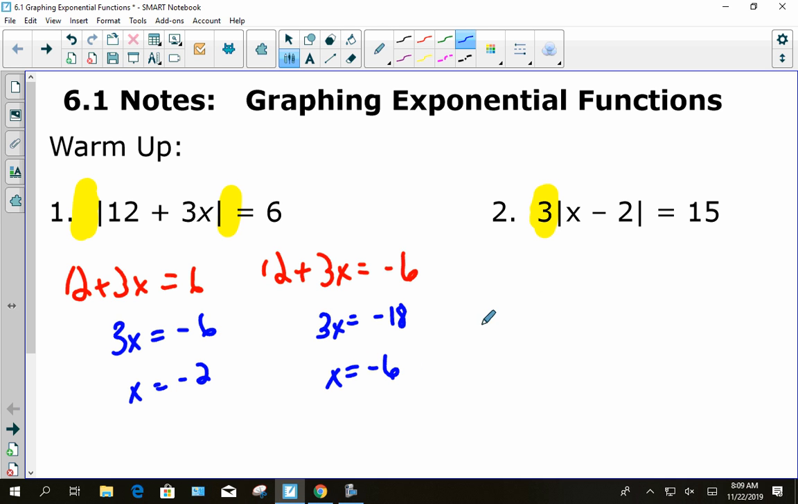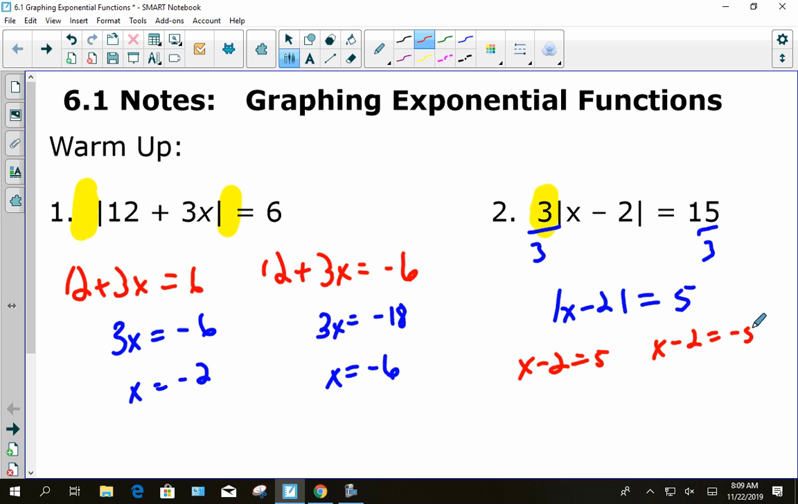Okay. Here I have to divide by 3 to get rid of it first. So I have the absolute value of x minus 2 equals 5. Now, x minus 2 equals 5, and x minus 2 equals negative 5. So x equals 7, x equals negative 3. Okay.